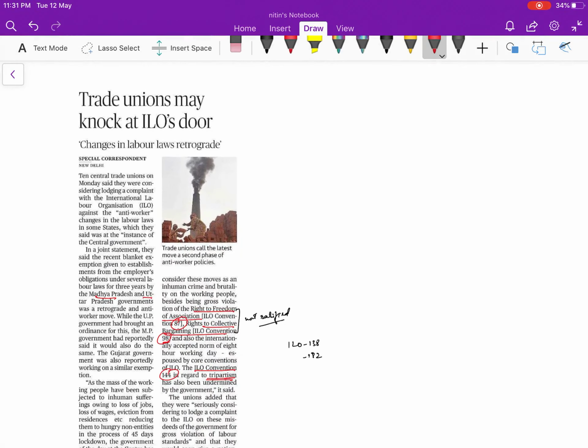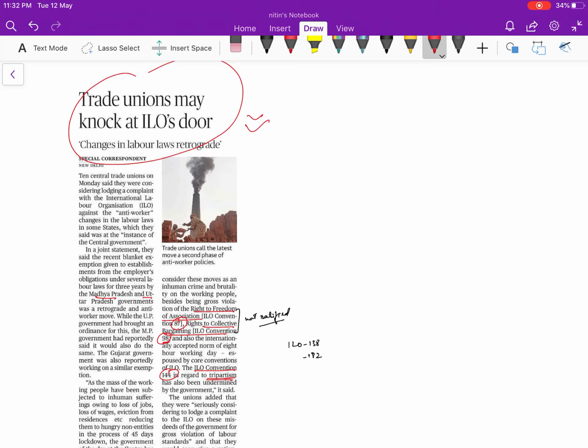The second one is that trade unions may knock at ILO's door, the International Labour Organization. So why has this news come? What is the relevance of this news item? As we know, recently in this COVID-19 situation, lockdown is there in the whole of India. So the economic activities have taken a huge dip. Industries are shut down. Almost no economic activities are happening in the whole of India.